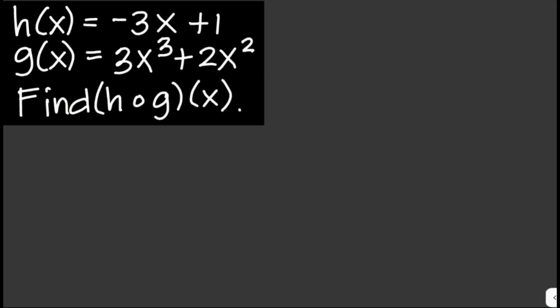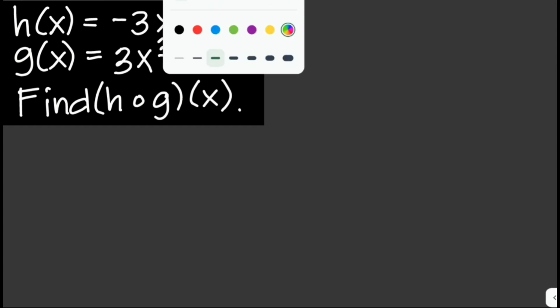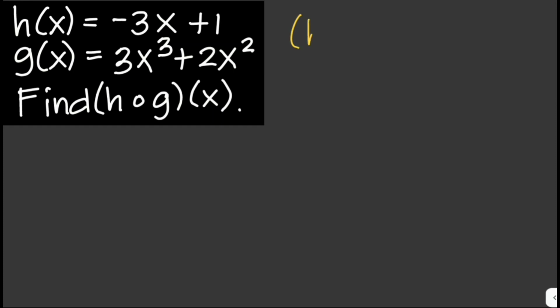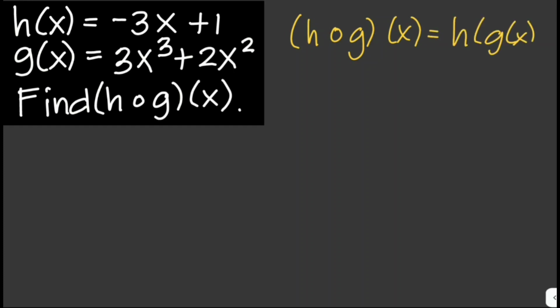Okay, let's solve another problem here. We're given two functions h of x and g of x, where h of x is equal to negative 3x plus 1 and g of x is equal to 3x cubed plus 2x squared, and we just have to find h of g of x. So h of g of x, we just have to replace the value of x from function h of x with the whole function g of x.